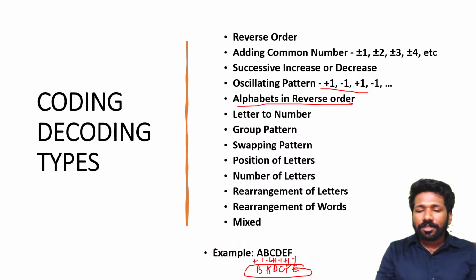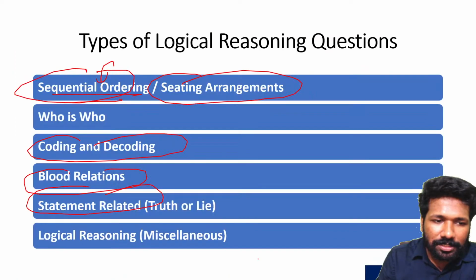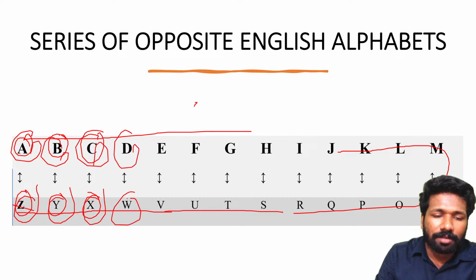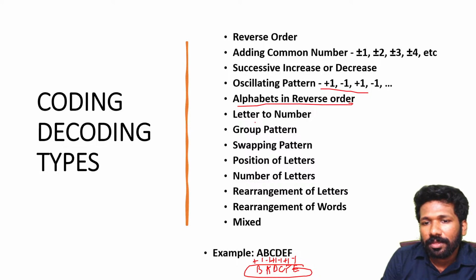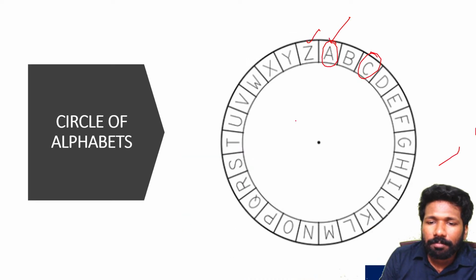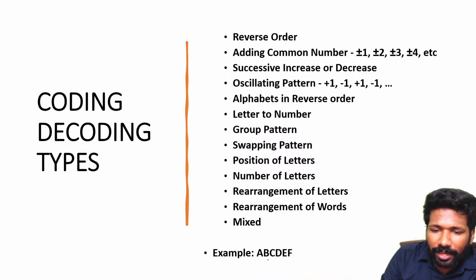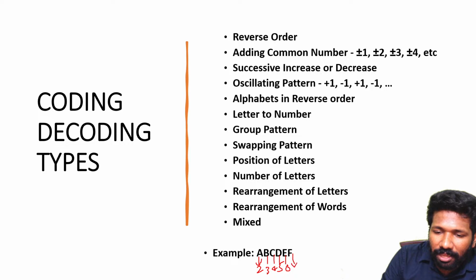Now alphabets in reverse order, that is what I told you. A can be coded Z, B can be coded Y, C can be coded X, D can be coded W, etc. Then letter to number. Letter to number means instead of writing letter to letter, A can be coded say 2, B can be coded 3, C can be coded 4, D can be coded 5, E can be coded 6, F can be coded 7. What is happening there?